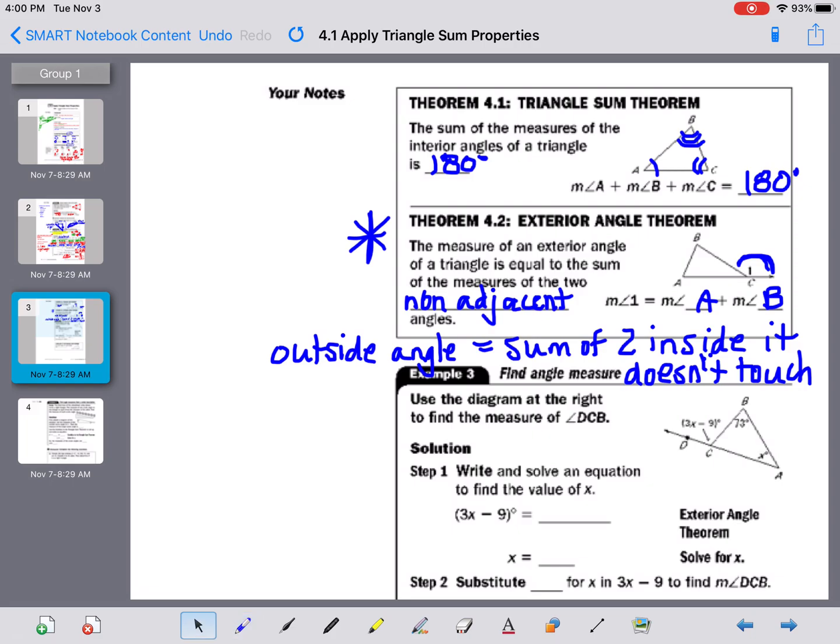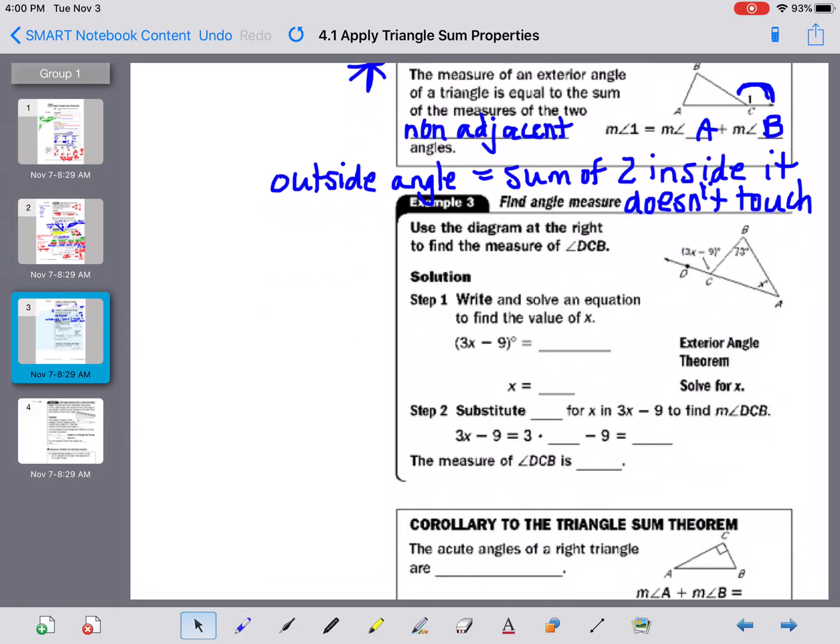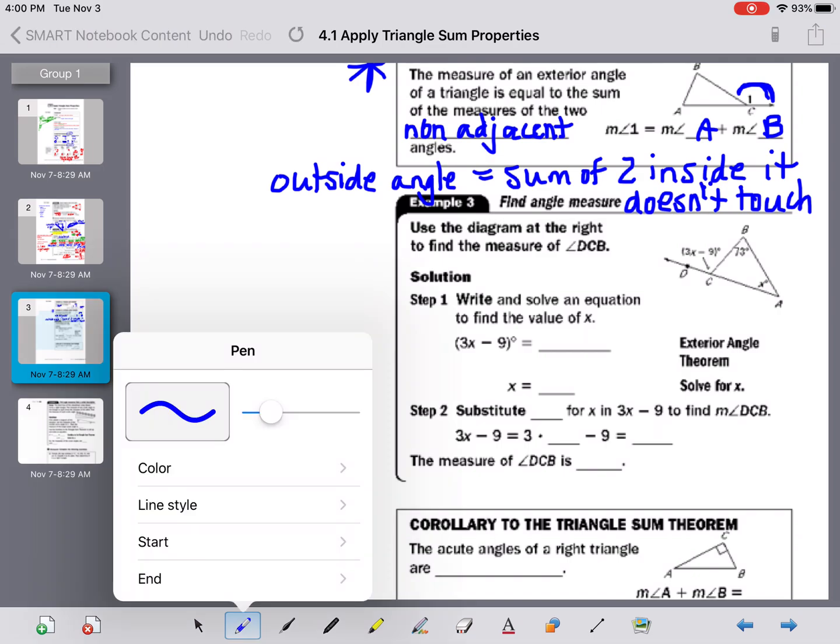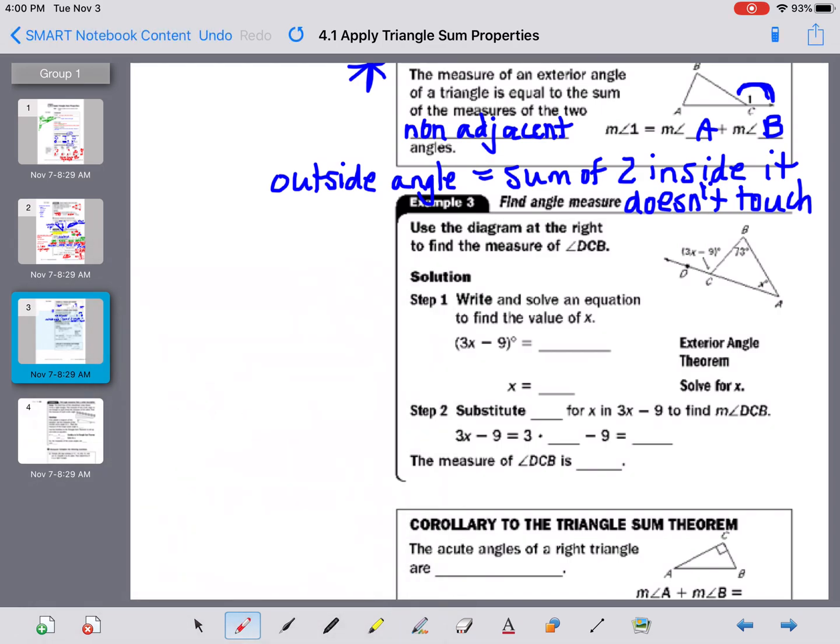Okay, so let's practice it. And again, I'm going to stress to you, you might forget it, but if you come back to your notes, hopefully you'll see this and you'll be reminded of it. So this outside angle out here is going to equal the sum of these two inside ones it doesn't touch. So 3x minus 9 is going to equal the 73 plus the x. So add the two inside together, it equals the outside one it doesn't touch.